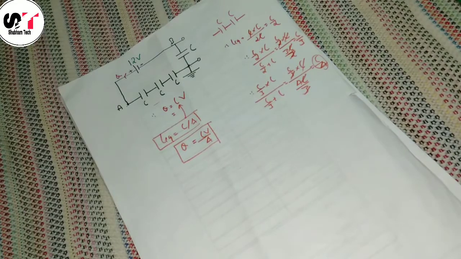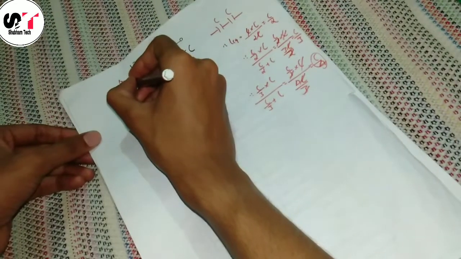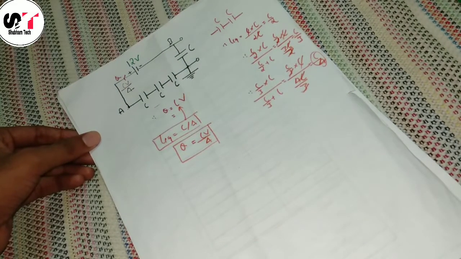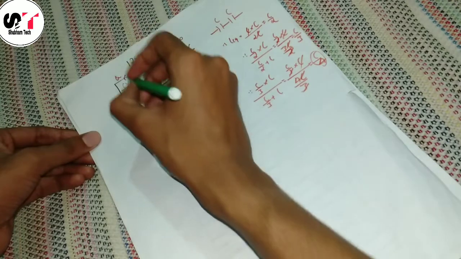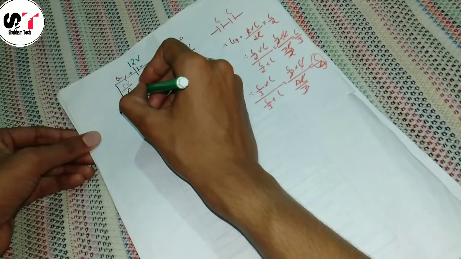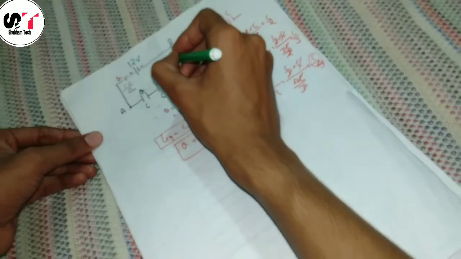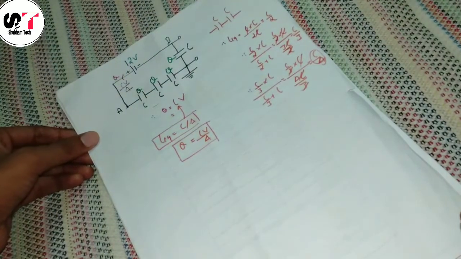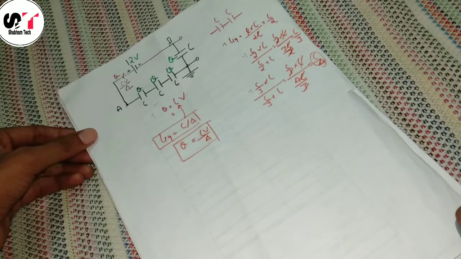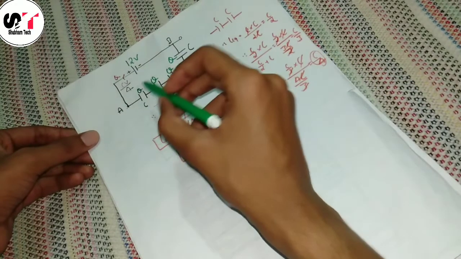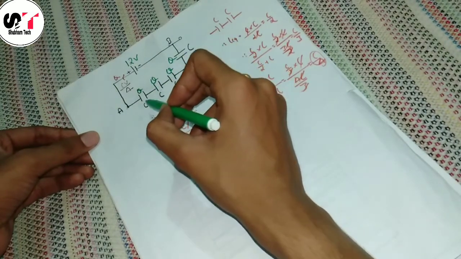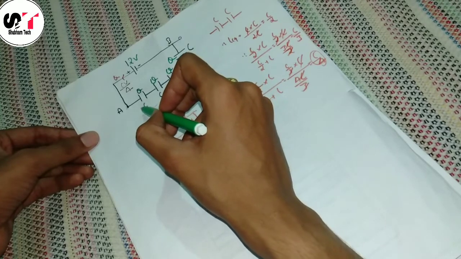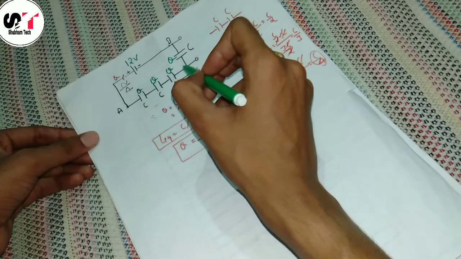Okay, means this much charge will flow through battery. CV by 4 amount of charge will flow through battery. Same charge will flow through the battery and appear across all the four capacitors, Q, means all the four capacitors are in series. Now we know the value of Q and value of C. Now we can easily find the potential difference across all the four capacitors.